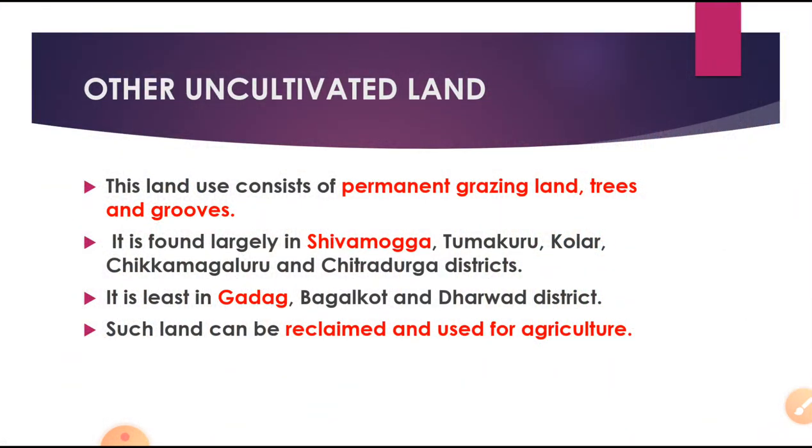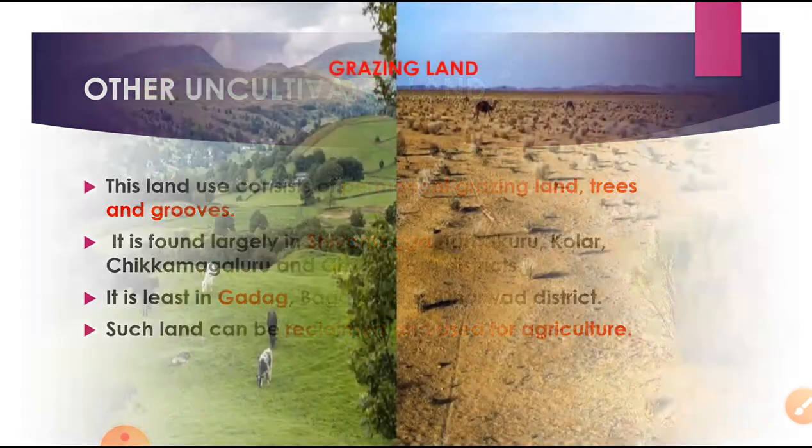Fourth one, other uncultivated land. Under this type of land, permanent grazing land, trees and groves will come. Let me explain with a picture. Look at here.